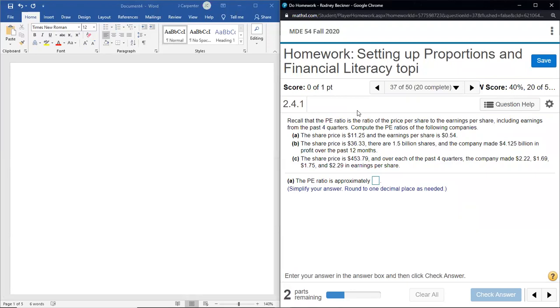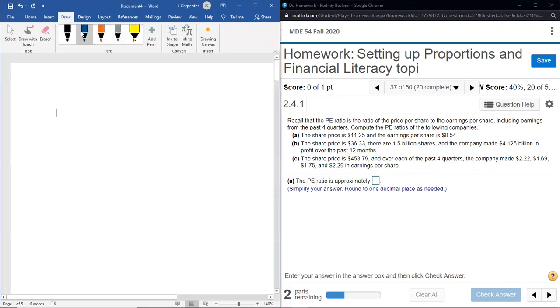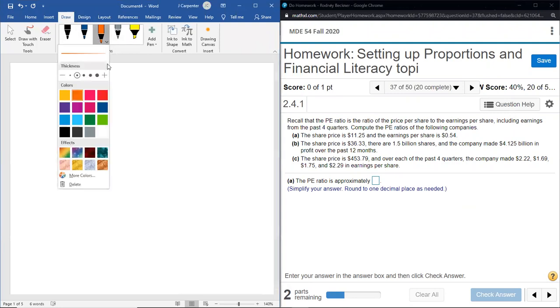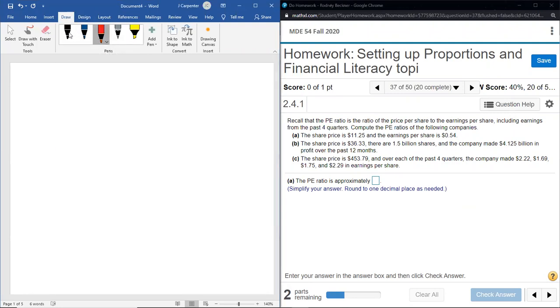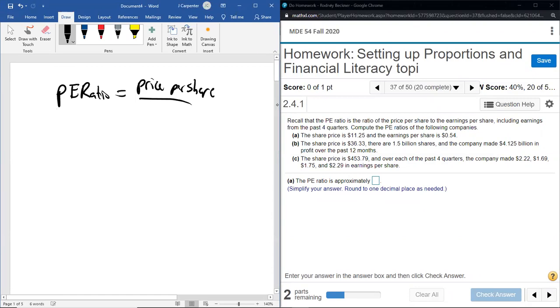Recall that the PE ratio is the ratio of the price per share to the earnings per share. Now, those wordings, those phrasings, if you will, are very important. The PE ratio. Remember, the word ratio means it's a fraction, so it has to be a fraction. What's the fraction? What are the units? Well, the top is the price per share. And the bottom is the earnings per share.